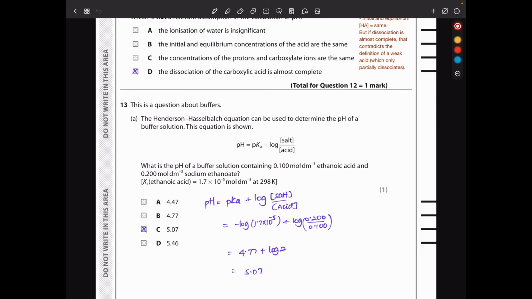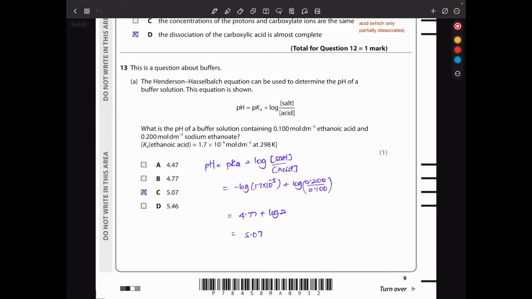In question 13, this is a question about buffers. The Henderson-Hasselbalch equation can be used to determine the pH of a buffer solution, and the equation is this. What is the pH of a buffer solution containing 0.1 mole per decimeter cubed ethanoic acid and 0.2 mole per decimeter cubed sodium ethanoate? So here we just substitute. pH will equal pKa, you would say negative log of 1.7 times 10 to the power negative 5, plus the log of the concentration of the salt, which is 0.2, divided by the concentration of the acid, which is 0.1.